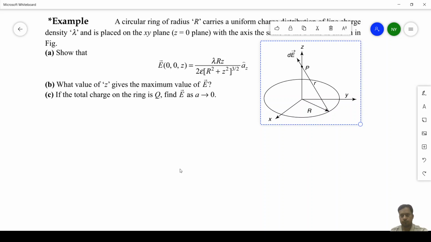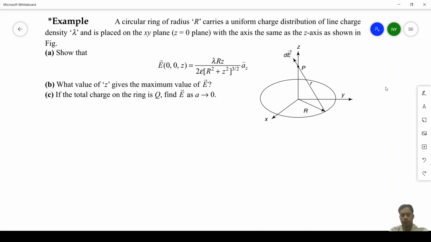with the axis the same as the z axis as shown in the figure, so that we have to evaluate the value of electric field on the z axis, that is at point P, and then we have to find the maximum value of E, the value of z that gives maximum electric field. Here first we have to evaluate E, and then we have to find the value of that z which results in maximum electric field.